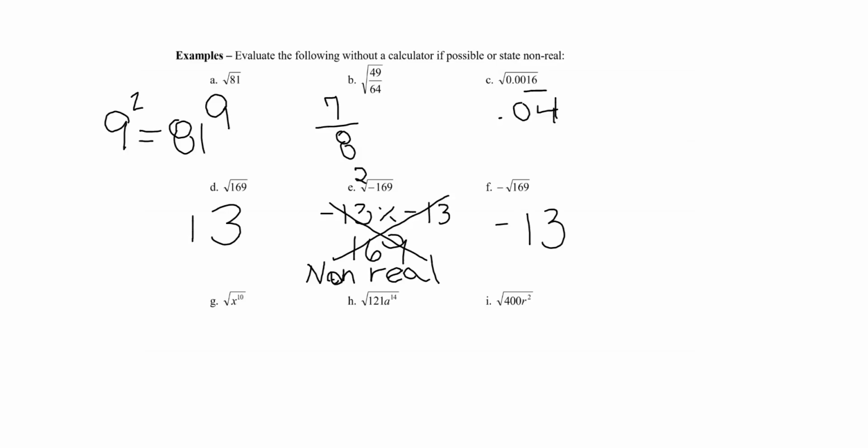For G, we are going to find the square root of a variable here. So we have x to the 10th power. The way to find the root of a radical with a variable and an exponent, what you're going to do is take the index, and in this case it's 2, so I just wrote it in because we don't see it, and divide it into the exponent. So 10 divided by 2 is 5, so my answer here is going to be x to the 5th power.